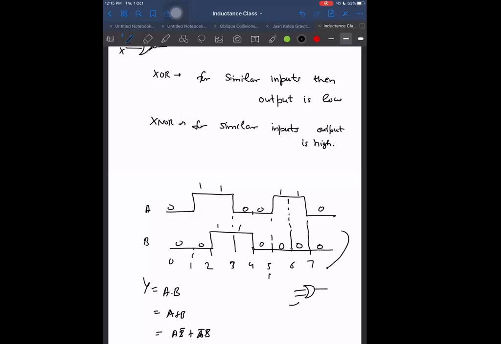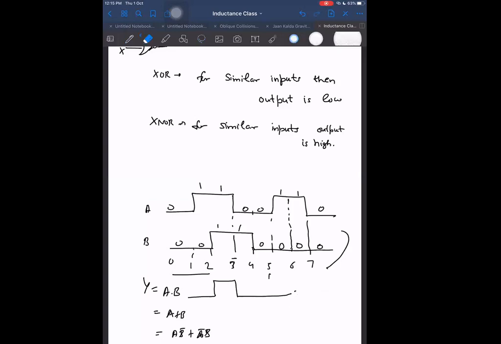Now just keep on thinking what happens now. A dot B means if any one of these is 0, the total is 0. From 0 to 2 it is 0. Only from 2 to 3 it will be 1, and after that nowhere else. So from 0 to 2 it is 0, then from 2 to 3 it is 1, and then it is continuously 0. For which gate? AND gate.